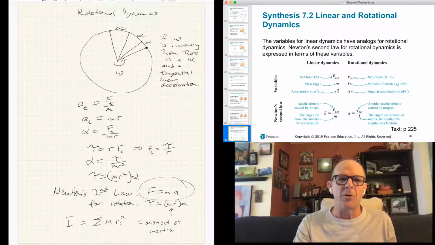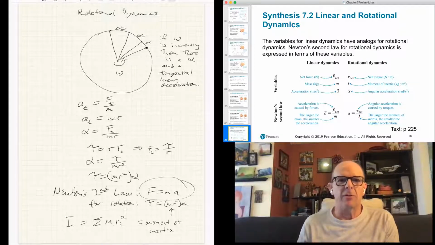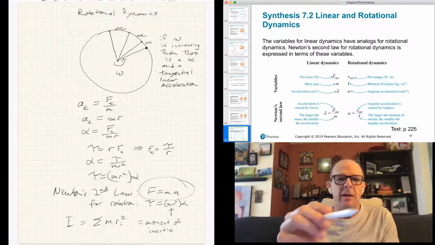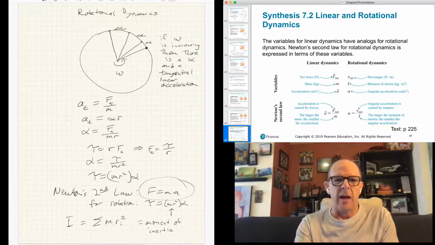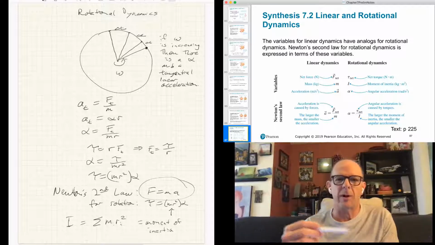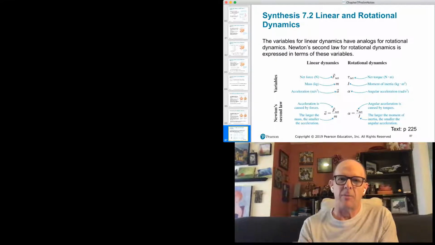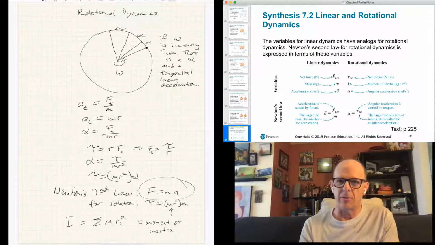So we'll do some examples with that, but this synthesis slide here just summarizes what I've just been saying. In linear dynamics, we have F, m, and a, and Newton's second law. Now we just have the parallel of that for rotational dynamics. Instead of force, we have torque. Instead of linear acceleration, we have angular acceleration. Now instead of mass, we have this quantity called moment of inertia.